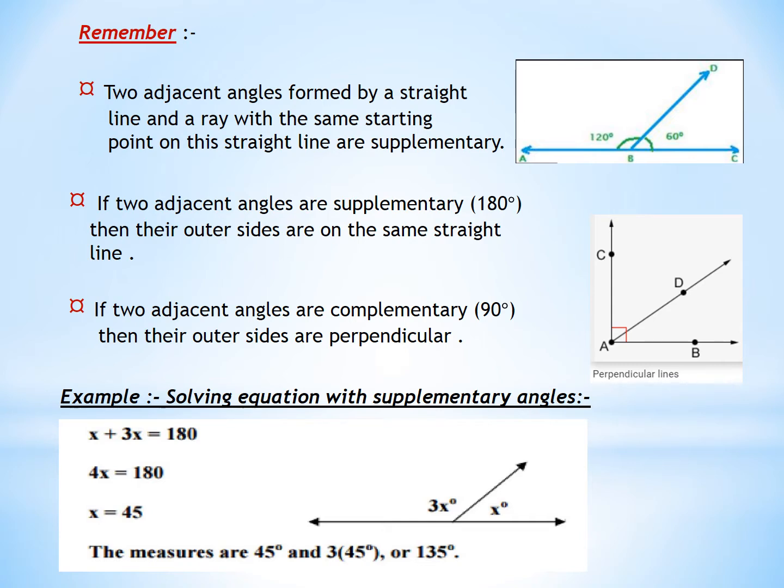Example: solving equations with supplementary angles. انا مديني straight angle و straight angle دي عبارة عن two adjacent angles x و 3x. يبقى معنى كده الادنج بتاع x plus 3x هيديني 180 وهتعامل معاها as an equation. x plus 3x equals 4x يبقى 4x equals 180 يبقى x equals 45. يبقى الانجل x degrees equals 45 degrees والانجل 3x هتبقى equals 135 degrees.